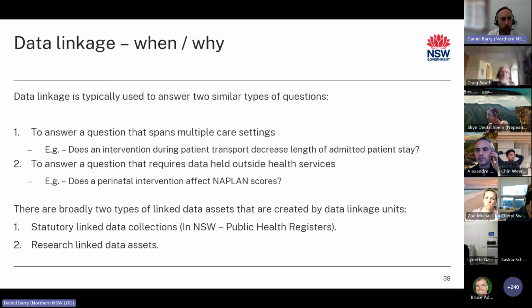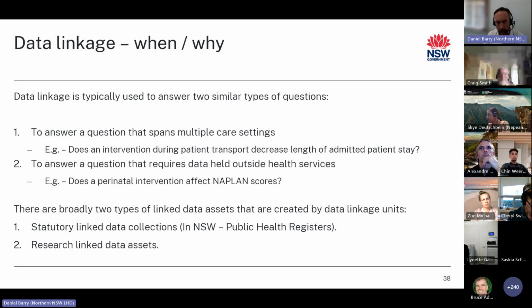When and why you might use data linkage seem almost like the same question, but there are two similar kinds of questions that are typically answered using data linkage. First, questions about patient journeys and care that spans multiple care settings. So that might be things like, does an intervention during patient transport decrease length of admitted patient stay?